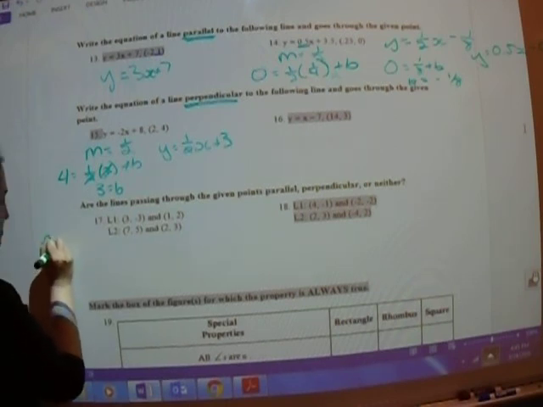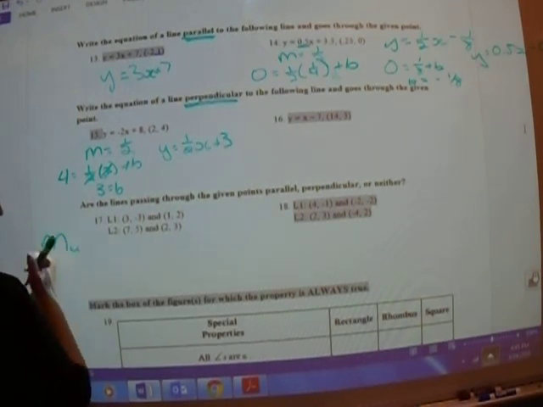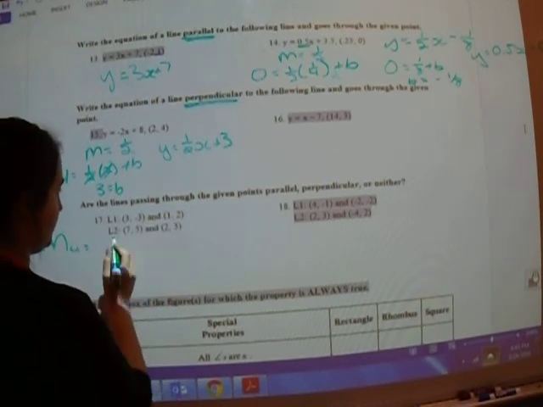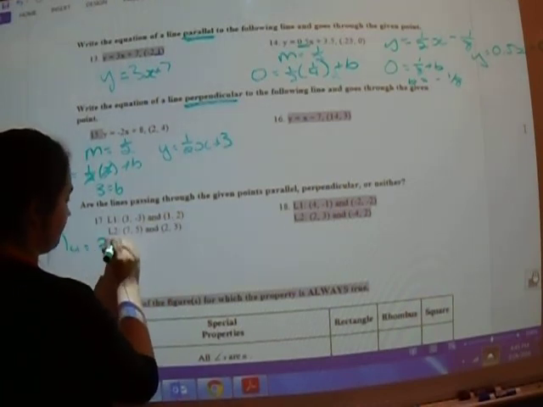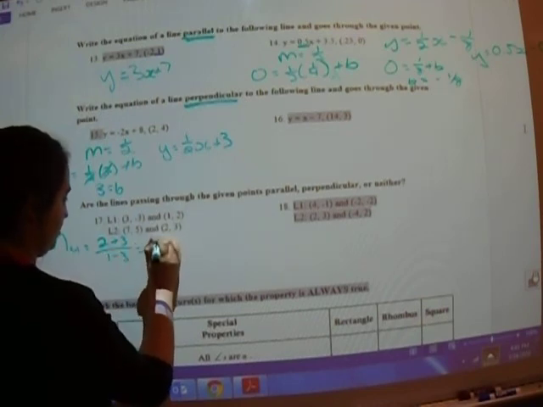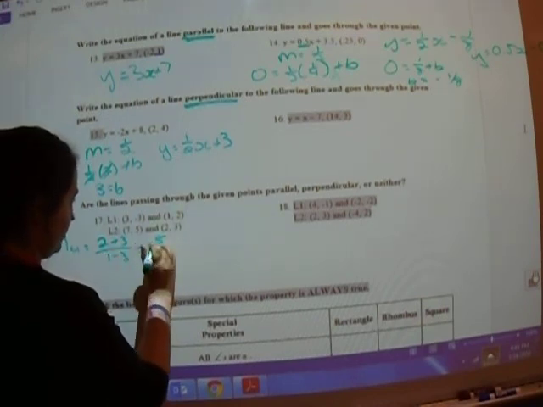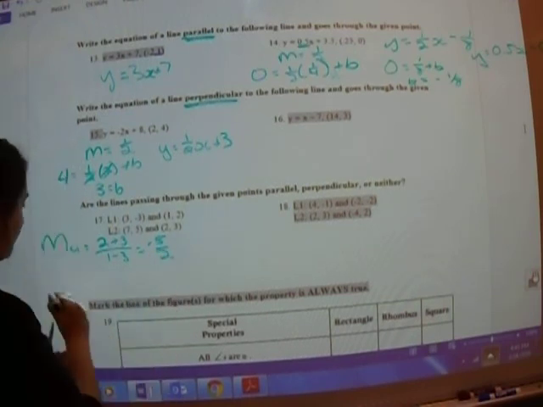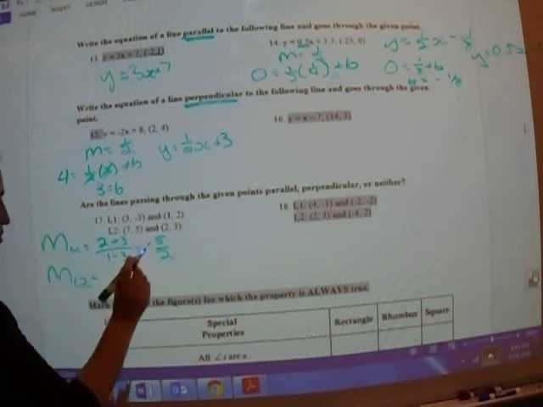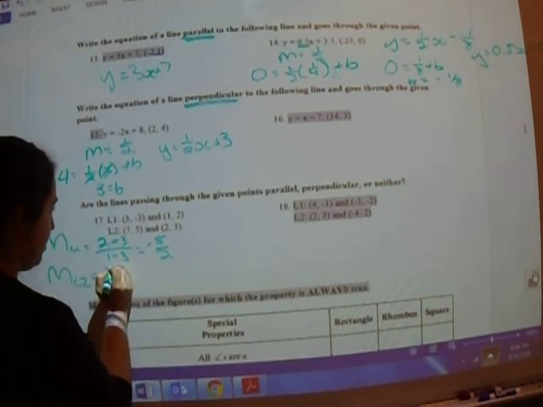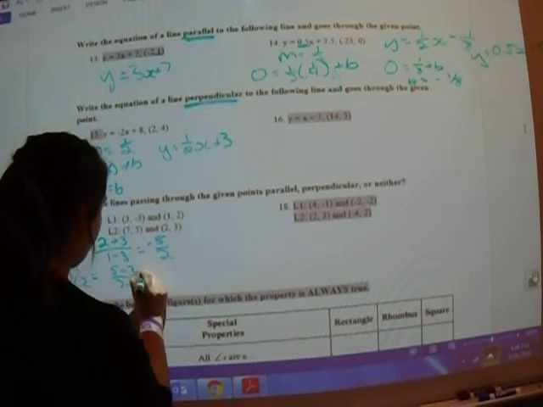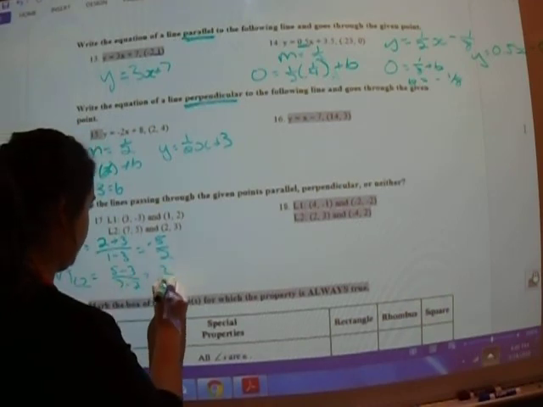So we're going to do m, L1, right? Sub L1 so we know which slope it is, equals, let's see, 2 minus negative 3, so 2 plus 3 over 1 minus 3, which equals 5 over negative 2, so negative 5 over 2, right? And m, L2 equals, let's see, 5 minus 3 over 7 minus 2, which equals 2/5.